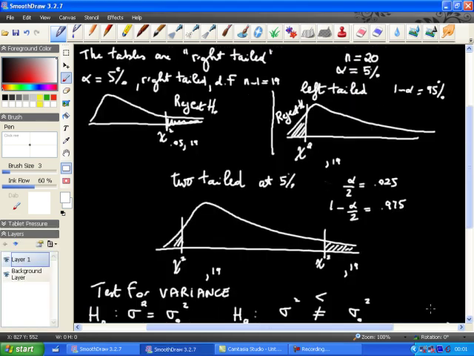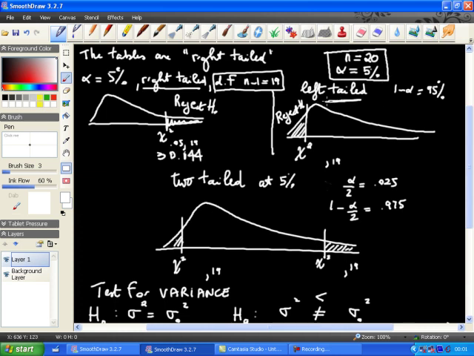So let me show you the use of the tables, and let's assume alpha is 5% and n is 20. Therefore, the degrees of freedom n-1 will be 19. So let's do the three situations. For a right tail test at 5%, the rejection region will be the 5% on the right. Therefore, we simply look at the tables at 5% and 19 degrees of freedom, and we'll find the value of 30.144.